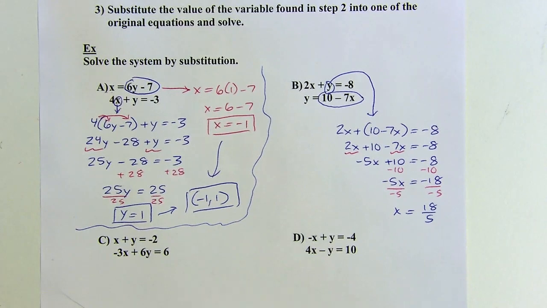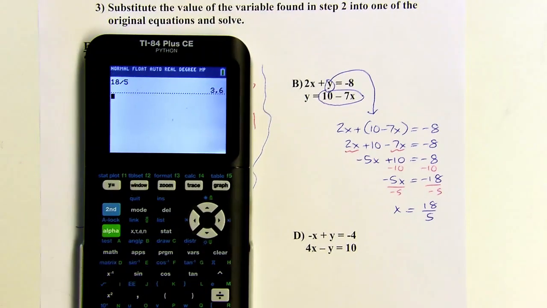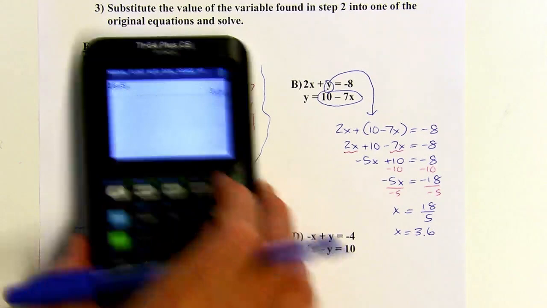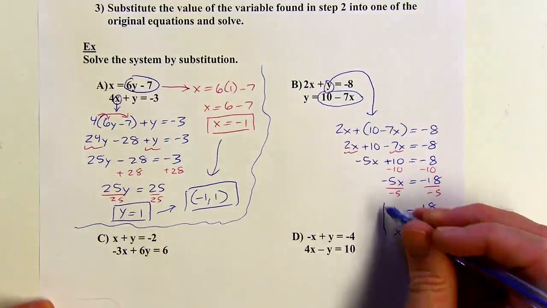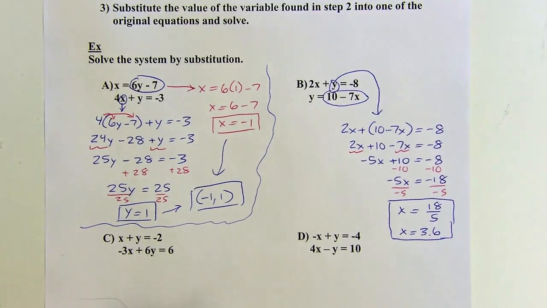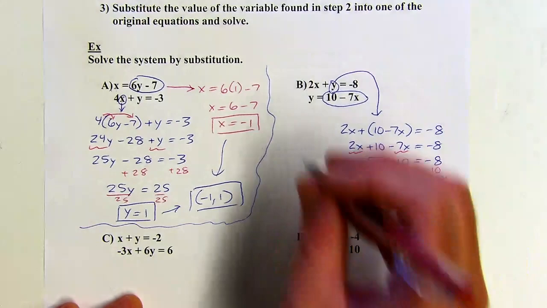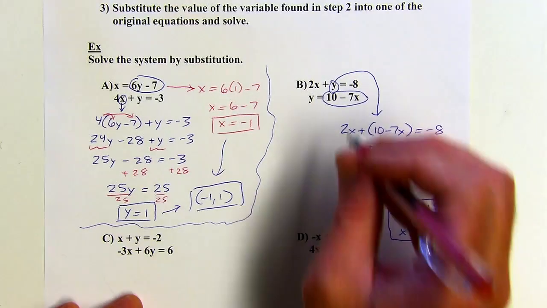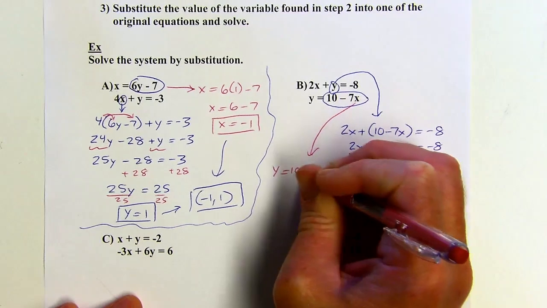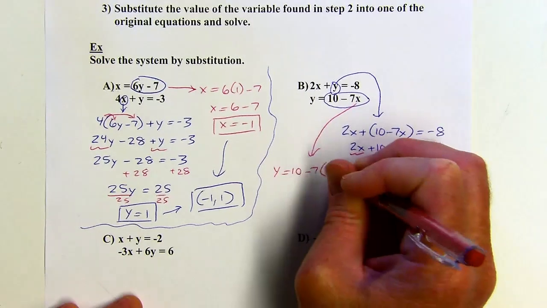Okay? So you can leave your answer as 18/5 for x, or you could use the decimal version, which would be 3.6. Okay? So either way is fine for me. Now that I've got that x, I'm going to go back to one of the original equations and plug in the x so that I can find y. Okay, so I'm going to use the bottom equation here, I think. So I'm going to write y equals 10 minus 7. Then I'm plugging in 3.6 for x.